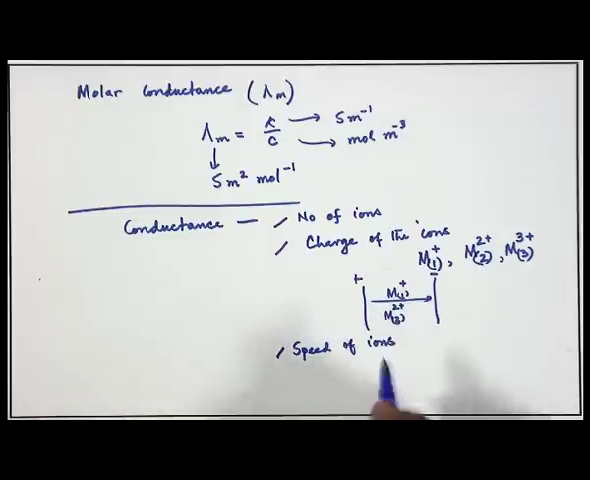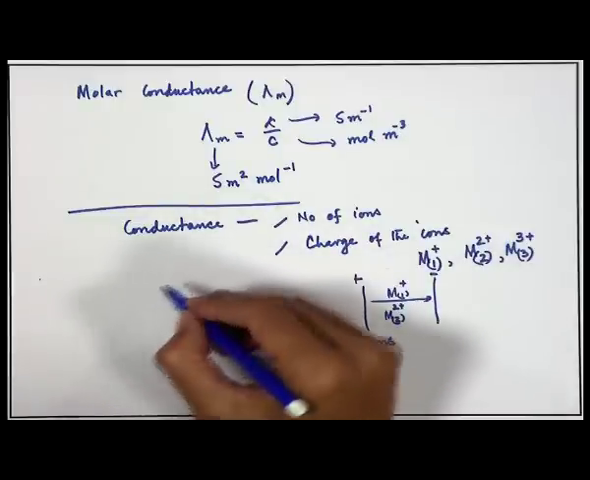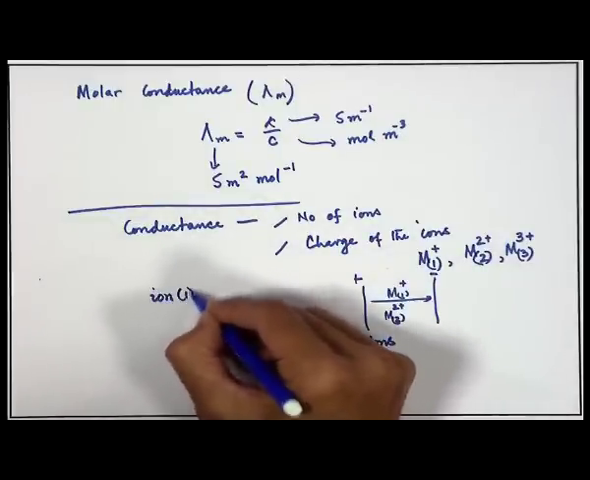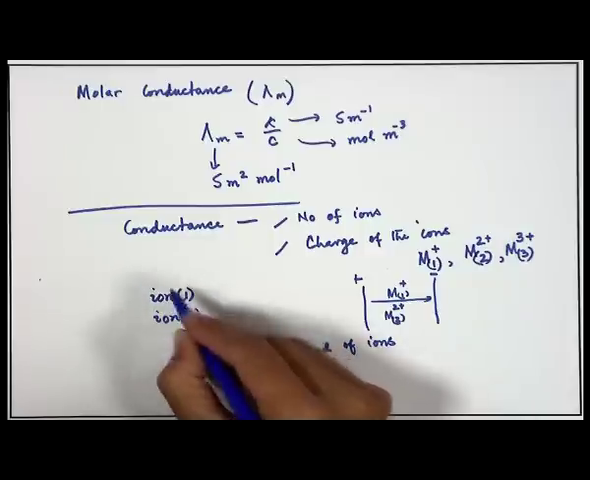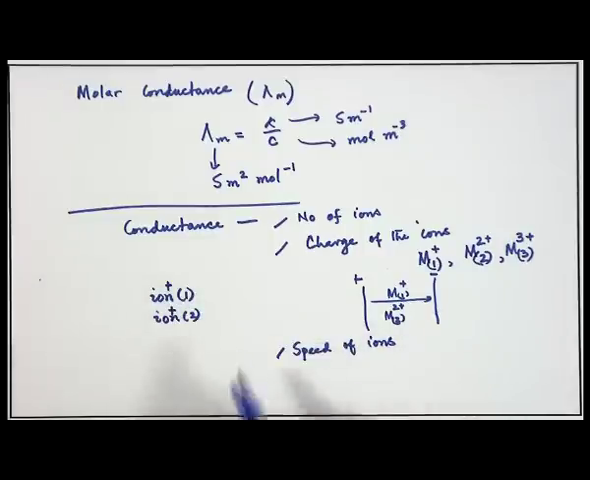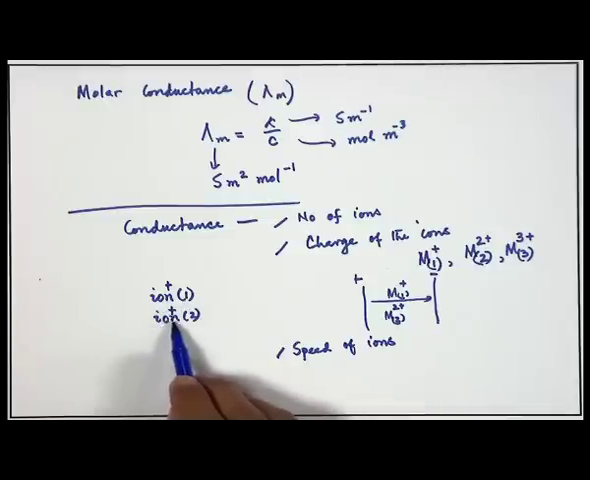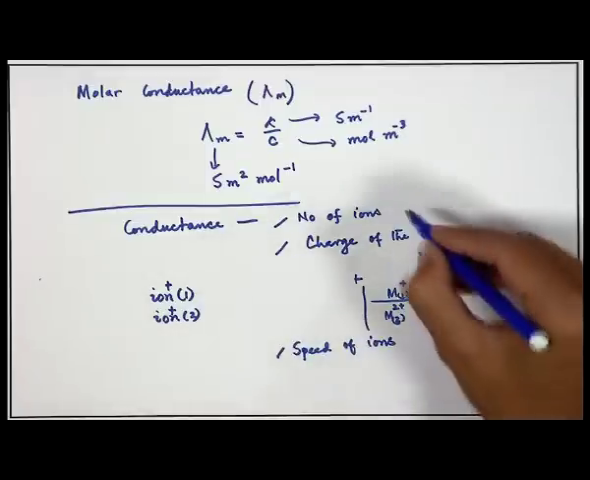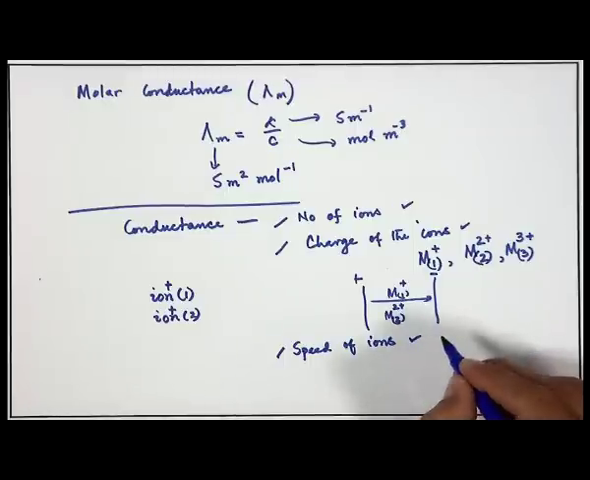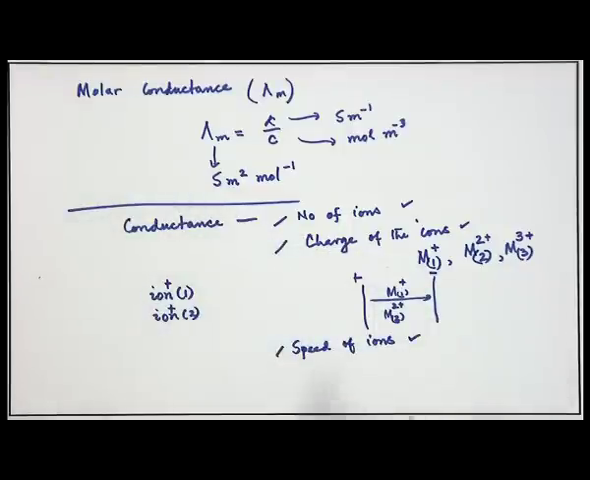Suppose you have 2 ions, ion 1 and ion 2. Both are unipositive, but suppose one can swim faster than the other, that is, its mobility is more. Then in the same time interval it will transport more charge than the other, because it can move faster. So these are the 3 important factors to consider while discussing the conductance of a solution.